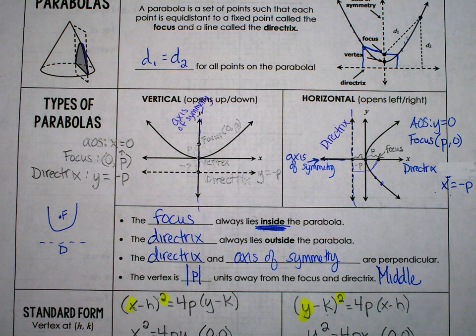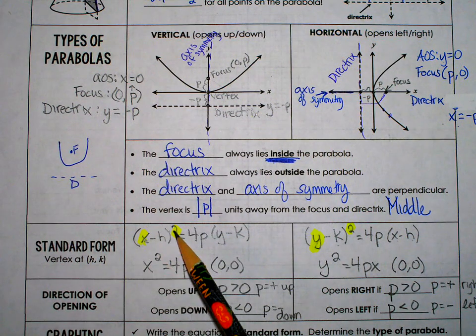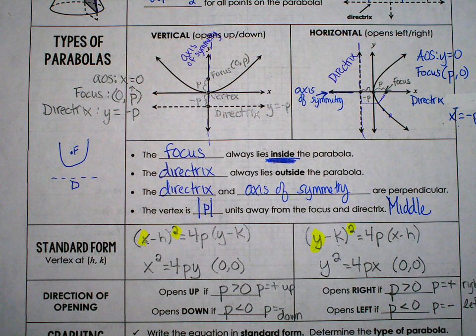And that is denoted by the equation. If it's an x squared, then it's the same type of parabola that we learned in Algebra 1, which means it's going to open up or down. If it has a y squared with it, that means it's going to be opposite and it's going to open side to side, left or right.